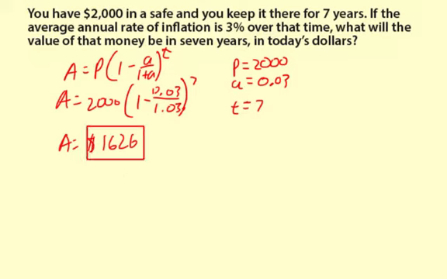Okay, so that means that in 7 years, that $2,000 will really only have the spending power of $1,626 does today. So you can see that the money is worth less over time. Let's review the process. Started off with a present value formula, substituted in, and then worked from the inside out. I did this parentheses part first on the calculator, raised it to the 7th power, then multiplied by 2,000, just following the order of operations, and got $1,626.